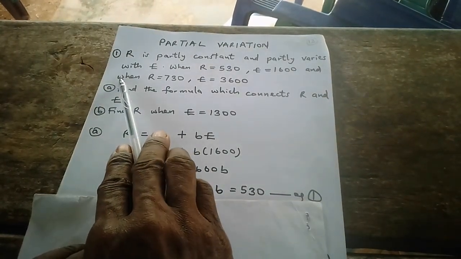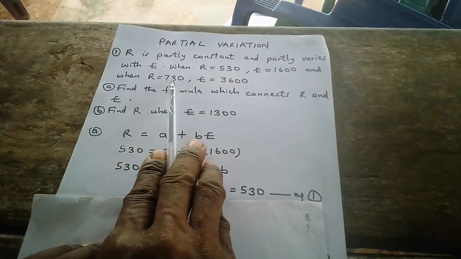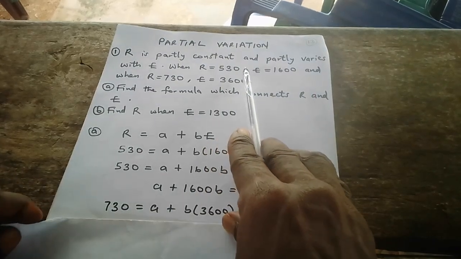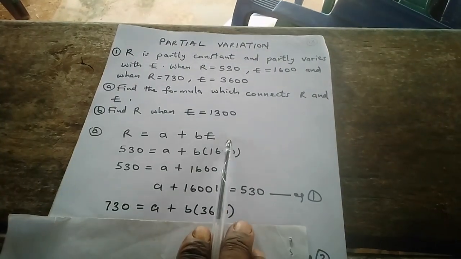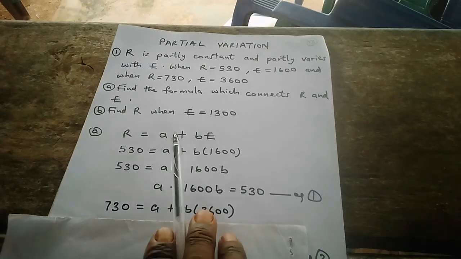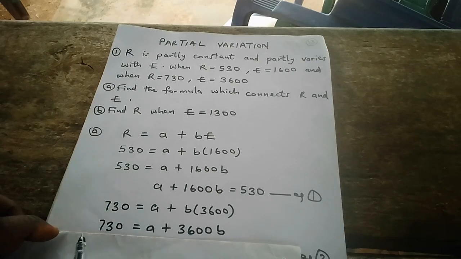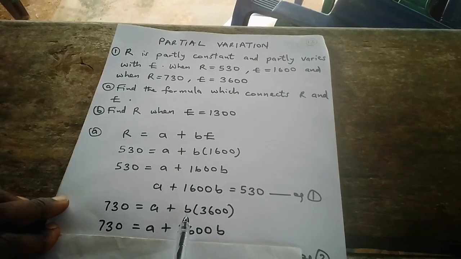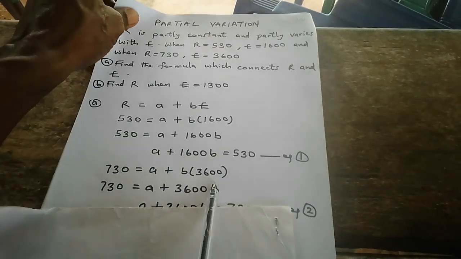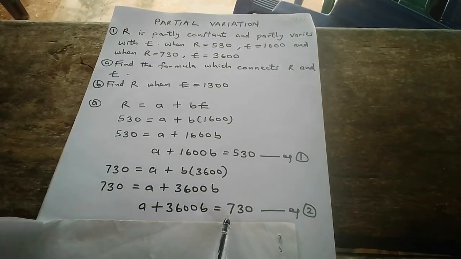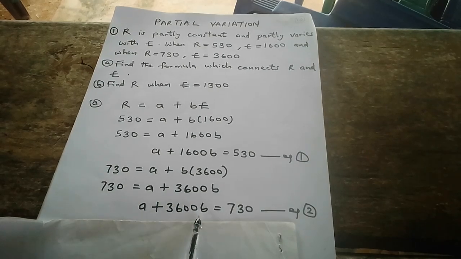Then the second part says that when R is equal to 730, E is equal to 3600. You substitute that into this equation again. So 730 is equal to A plus B, E is 3600. So you have 730 is equal to A plus B times 3600, which will give you 3600B. This can still be written as A plus 3600B is equal to 730. Take this to be your equation 2.